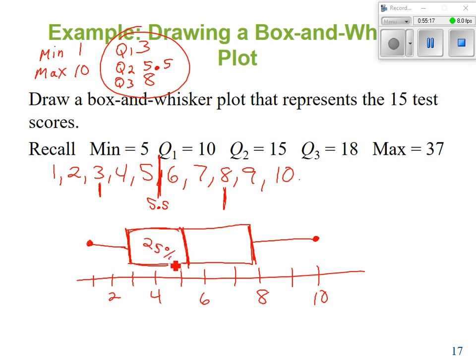25% of the data. What's true about this whisker out here? 25%. 25% of the data. What's true about this box? 25%. What's true about this whisker? What's this called? From here to there?